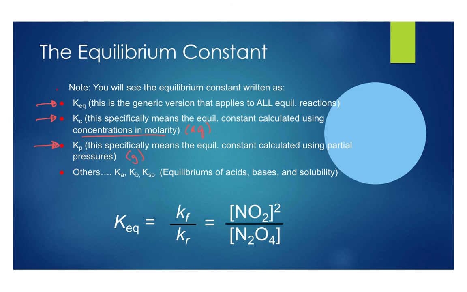Other equilibrium constants that we will see: Ka is an equilibrium constant related to weak acids, Kb is related to weak bases, and Ksp is related to things dissolving. Those will be equilibrium constants that we will investigate in future units, not this one. So again, Keq equals the constant of the forward reaction divided by the constant of the reverse reaction, or in other words, the concentration of the products over the concentration of the reactants.